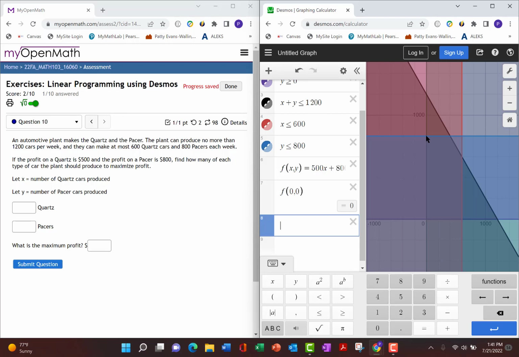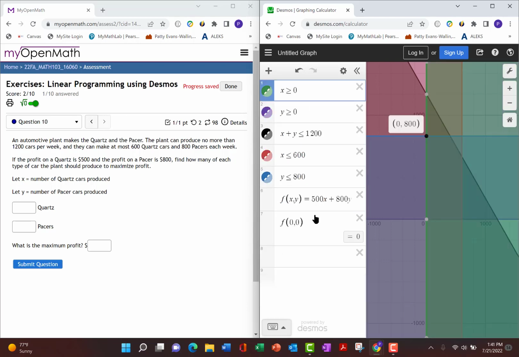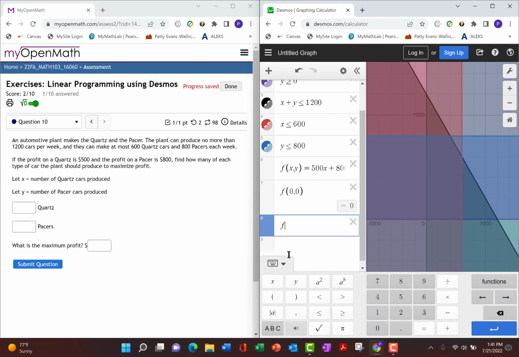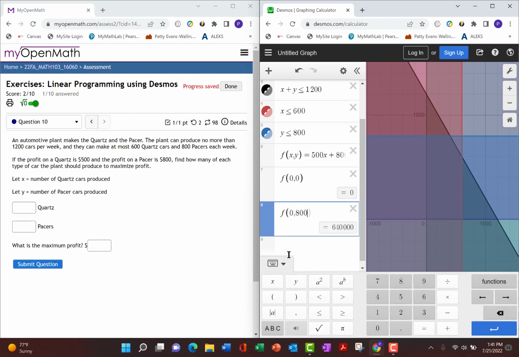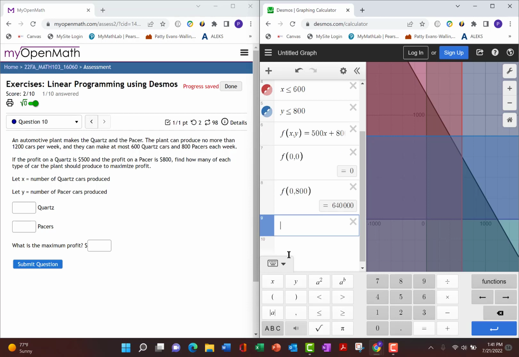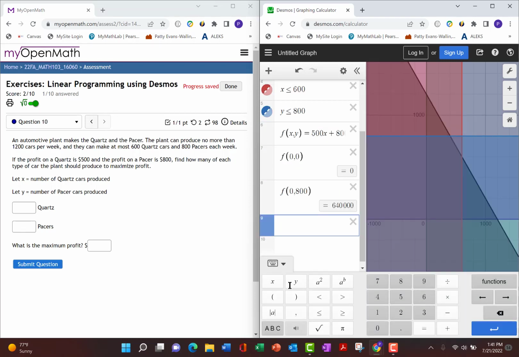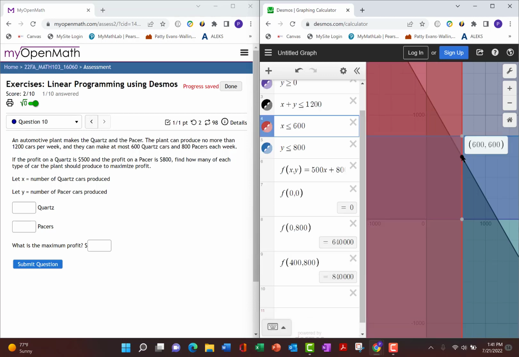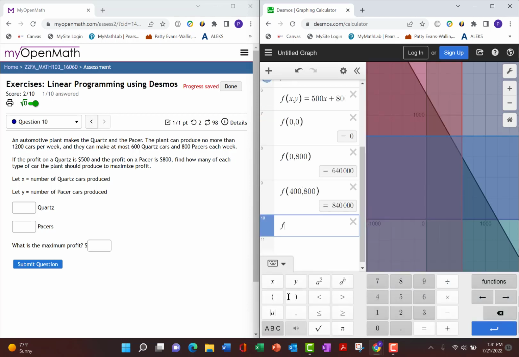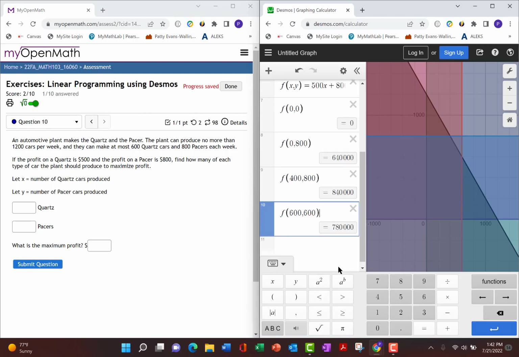Let's go up to this corner point, which is 0, comma 800. So let's do f of 0, comma 800. And we see that if we do that, we make $640,000. Let's go over to the next corner point right here, which is 400, comma 800. So f of 400, comma 800 is 840,000. Let's go to the next corner point, which is right here, which is 600, comma 600. So f of 600, comma 600 is 780,000.